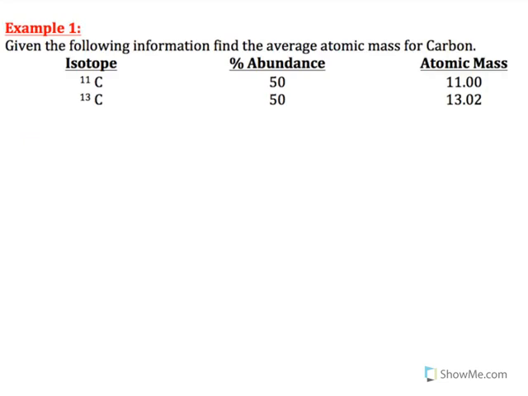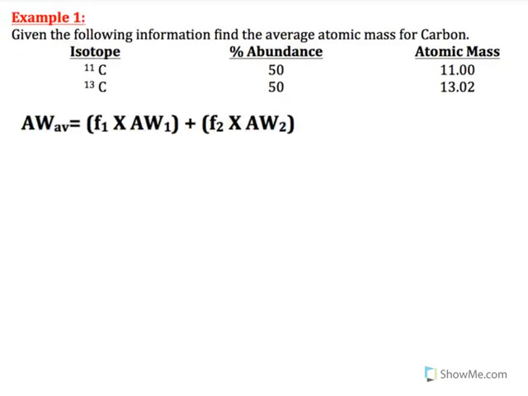Here's example 1. Given the following information, find the average atomic mass for carbon. We're given the isotopes carbon-11 and carbon-13 with percent abundance of 50% and 50% and atomic masses of 11 and 13.02 respectively. Given the formula from Module 5, we see that the average atomic weight equals the percentage of isotope 1 times the atomic weight of isotope 1, plus the percentage of isotope 2 times the atomic weight of isotope 2. We see that we have 4 out of the 5 variables, and I need to solve for the remaining one.